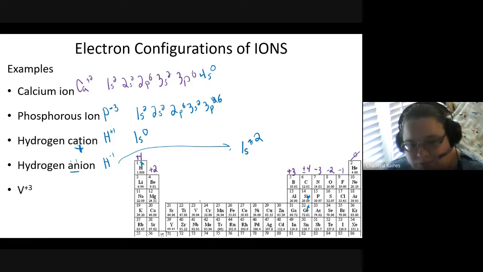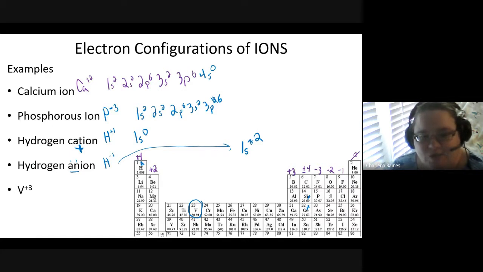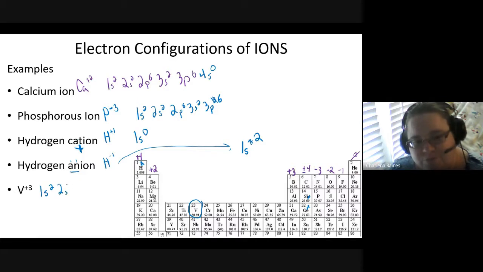Last but not least, I'm doing one of my transition metals, because I said these are the ones that kind of get a little wonky. So I write my normal configuration, 1s2, 2s2, 2p6, 3s2, 3p6, 4s2, 3d3.